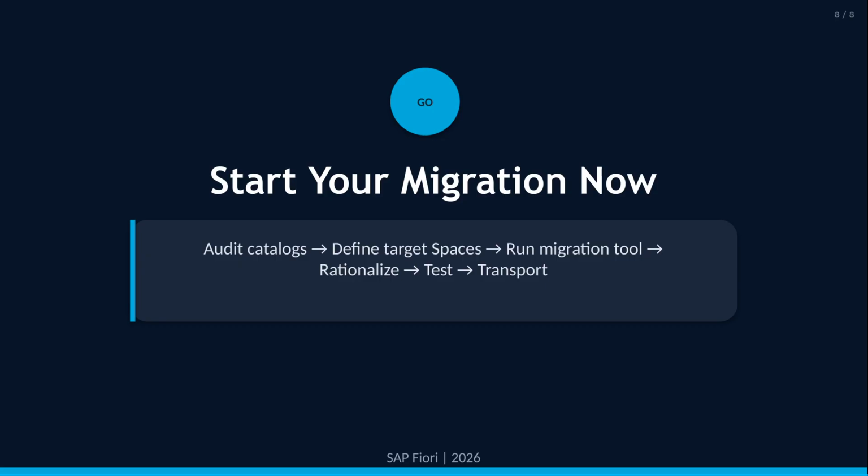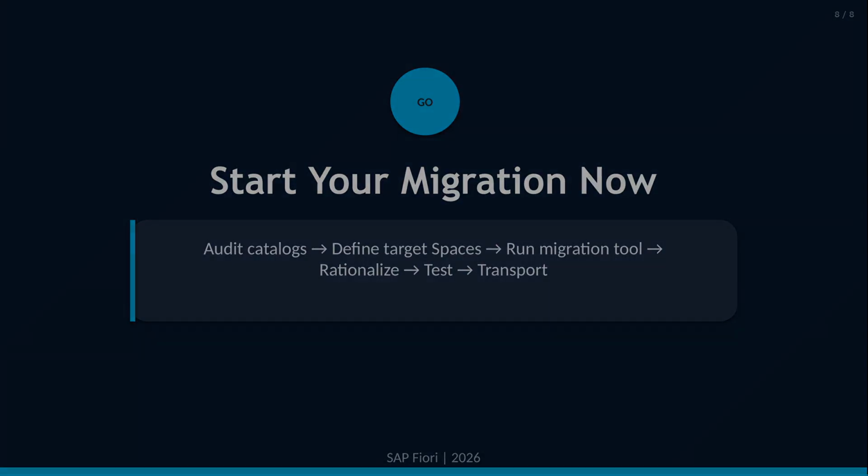Step 5. Establish naming conventions for spaces and pages across all back-end systems. Step 6. Configure content providers on your front-end server. Step 7. Test with key users from each business role. Step 8. Transport to quality, validate, and promote to production. Start this work now. The classic model is deprecated, and the sooner you migrate, the sooner your users benefit from a modern, governable launchpad.